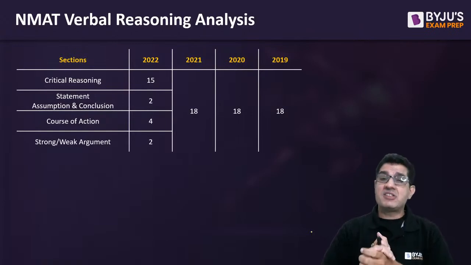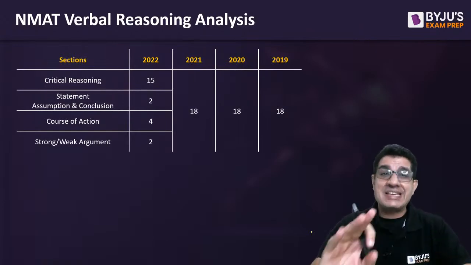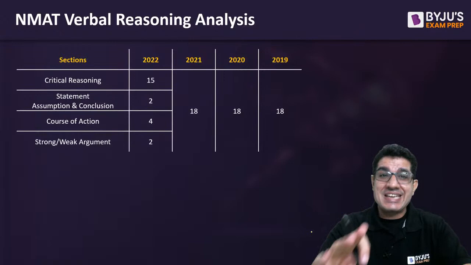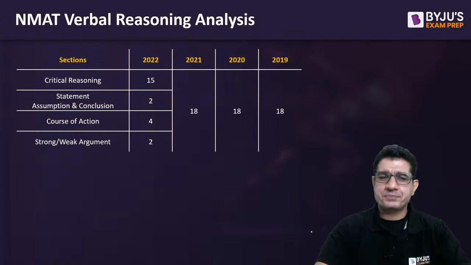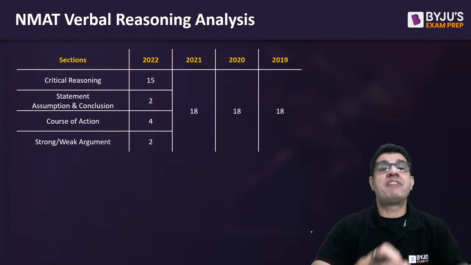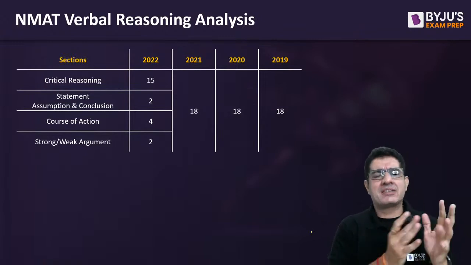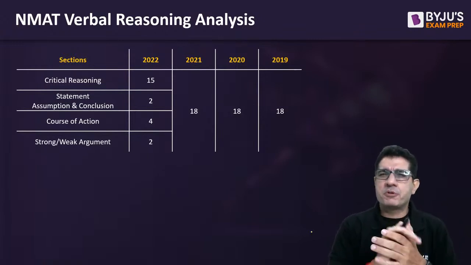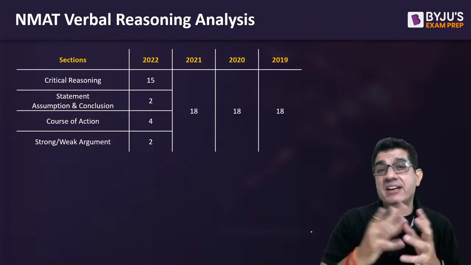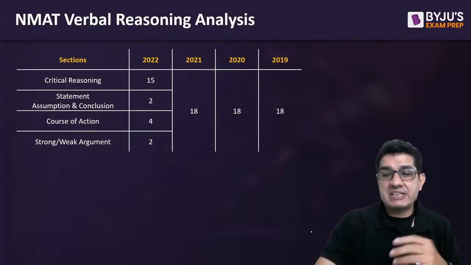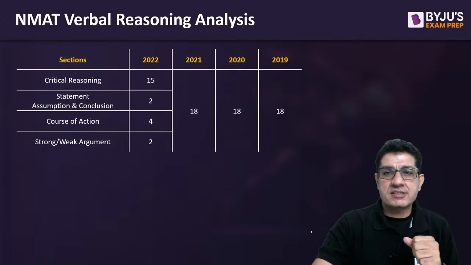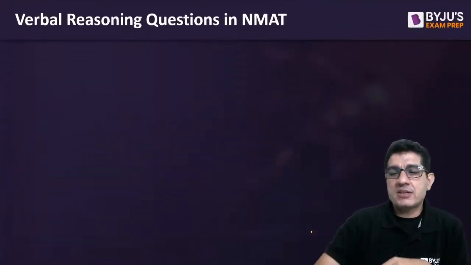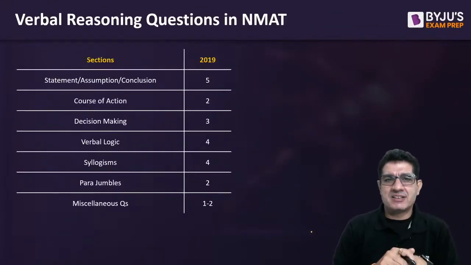But are these the only 4 things that we get in the NMAT exam? Is that all? No. We actually tend to get a wider variety. So let me take you back to the paper of 2019 where the variety that was on offer was even more, and here is that variety for 2019.